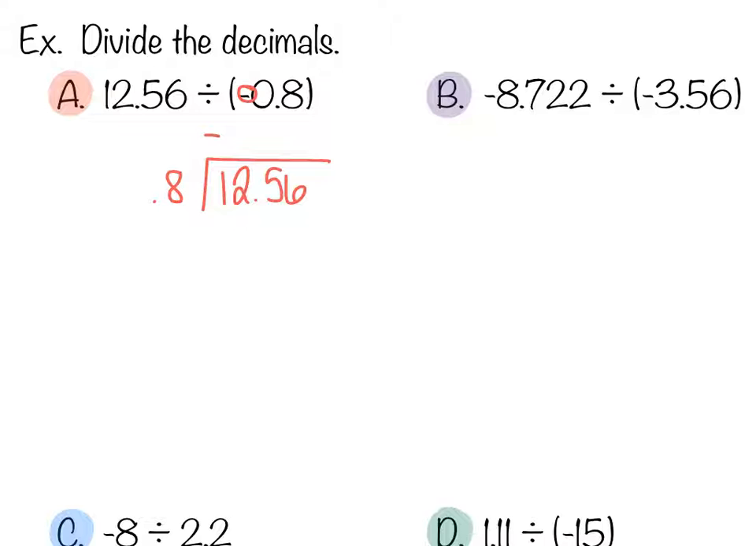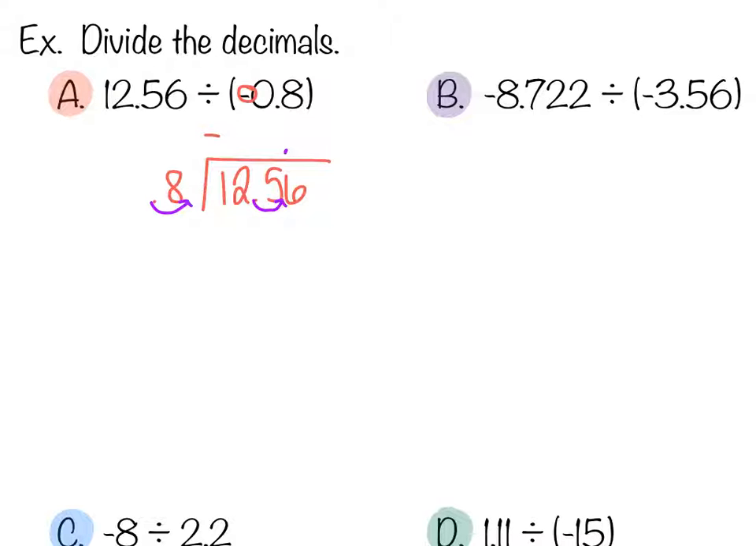Now, we do not want the outside number to have a decimal point, so we're going to slide it over to the end, and we're going to match it. We're going to slide this one over 1 spot as well and float it up to the top. Now, instead of doing 12.56 divided by 0.8, we're doing 125.6 divided by a regular 8.